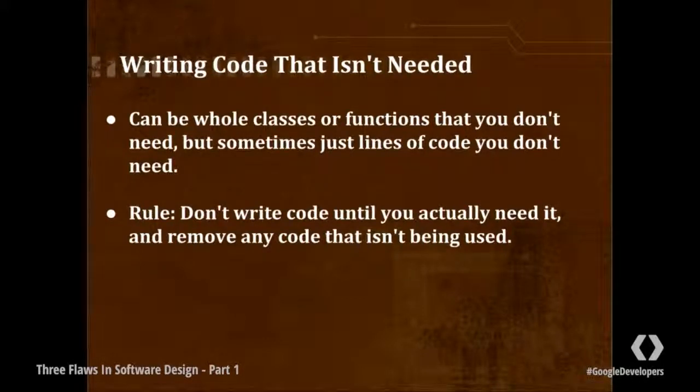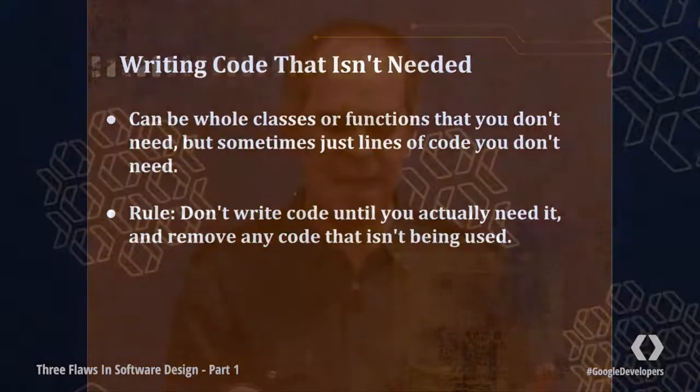And the rule that you can apply to avoid this situation or to handle this flaw is that you don't write code until you actually need it, and you remove any code that isn't being used. So that's the second part, the part that gets occasionally missed with YAGNI, the you ain't gonna need it rule: once code is dead, it should just be deleted. And people think, well, maybe I'm going to need that dead code again in the future, but that's why we have version control systems. If you really need it, you can pull it back out of the version control.